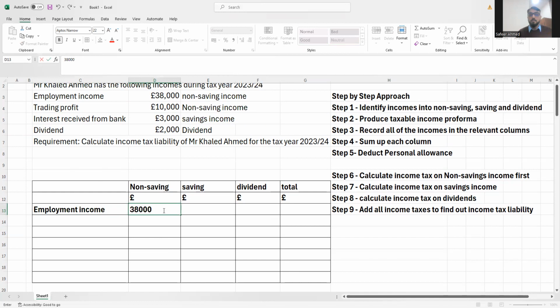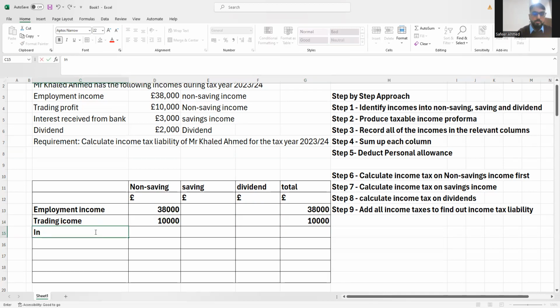You need to remember one thing: always write the gross income as part of this taxable income pro forma. All of these incomes will go into your total column, because this will add up to the total income this person has. The second income here is, of course, trading income, which is carrying out a trade. Trading income is also a non-saving income. So the trading income here is 10,000, and that will also go into your total column.